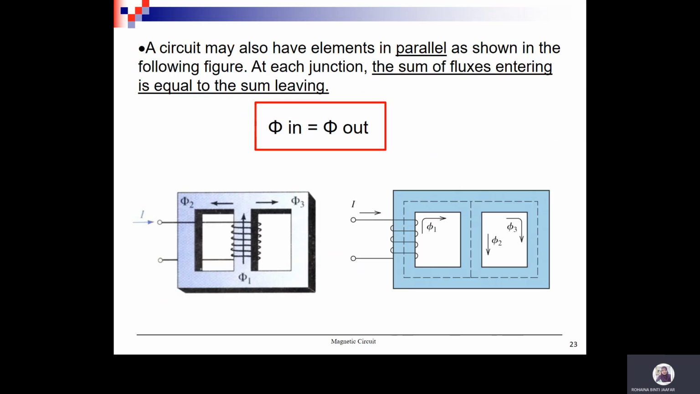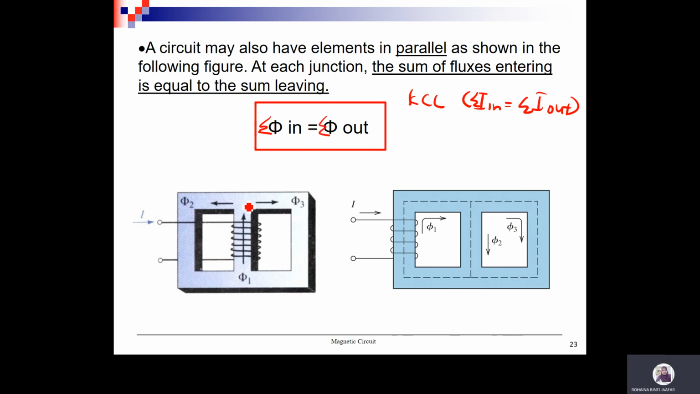A circuit may also have elements in parallel, as shown in the following figure. So you have a parallel circuit. At its junction, the sum of fluxes entering is equal to the sum of leaving fluxes. So this is actually the same as KCL, right? In KCL, the total of I in equals the total of I out. It is the same with magnetic circuit analysis, but here you have the total of phi in equal to the total of phi out.